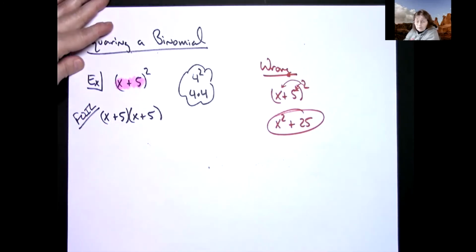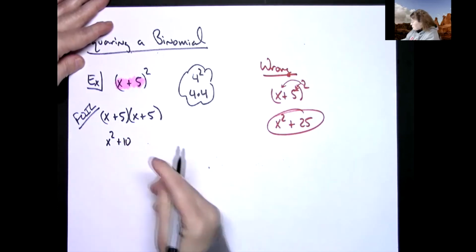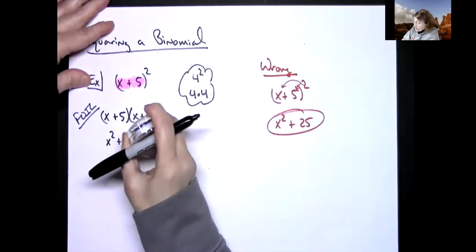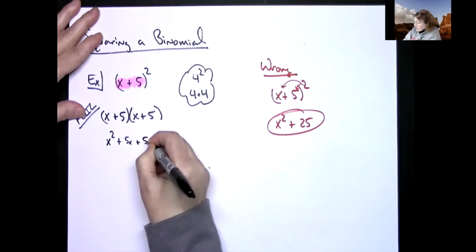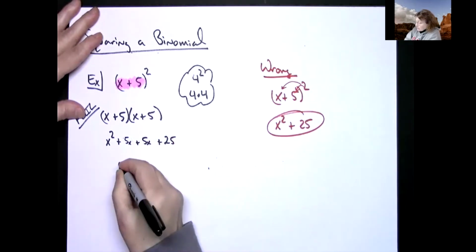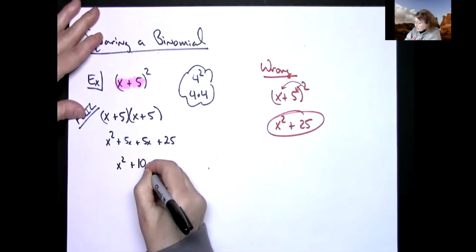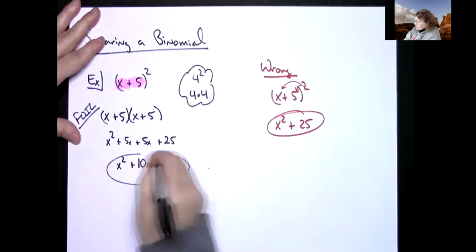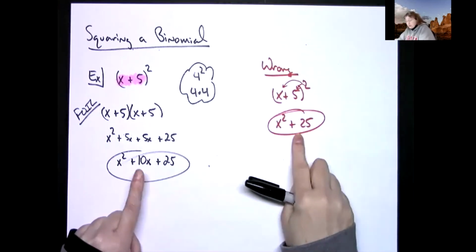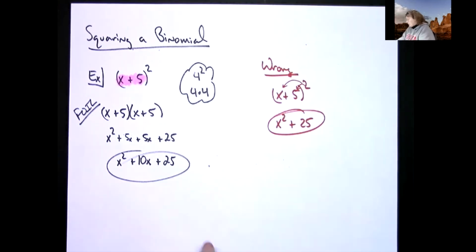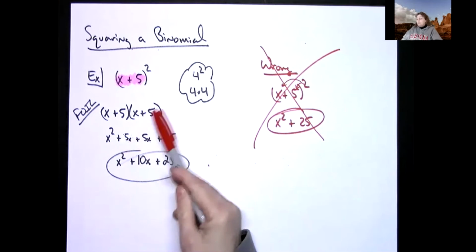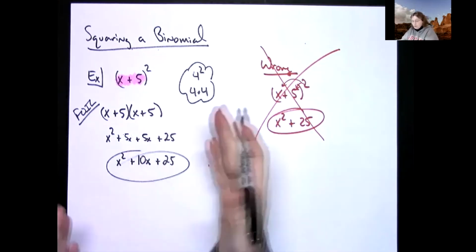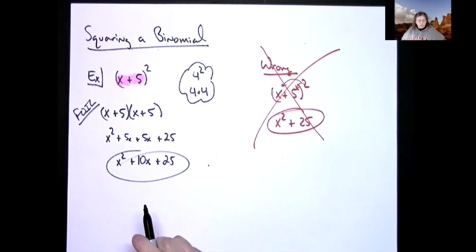I'm going to do FOIL, which will be an x squared. And if I'm showing all my steps, it would be, oh shoot, not a 10. That's me doing it in my head. I'm going to show all the steps. Then it would be a 5x plus a 5x plus a 25, which then would be x squared plus 10x plus 25. So clearly you can see that x squared plus 25 is the wrong answer because it doesn't have that middle term. Make sure you have the word wrong on that. I don't want you doing that. But this is a very, very important concept because people miss it all the time.